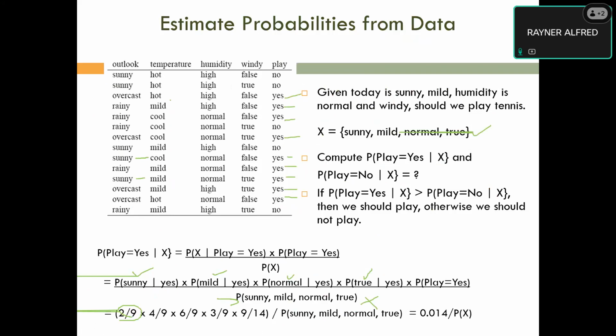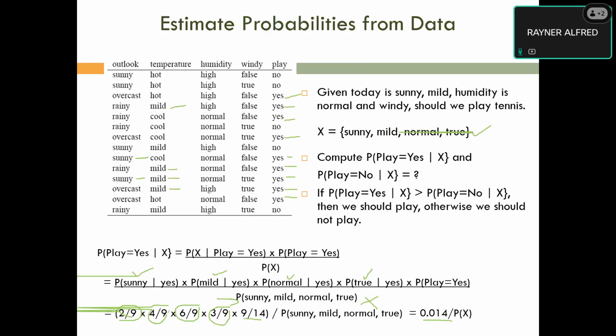Mild for the temperature. So we have 1, 2, 3, 4. 4 only. So 4. We repeat for the humidity normal and also for the windy true. And this is the probability of having play yes, and divide by this, and we get this number. This is the probability of playing equal to yes given x.